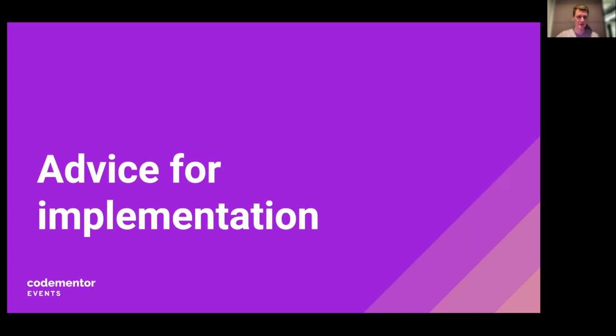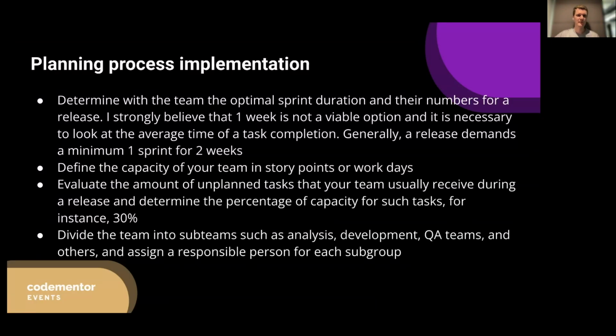Advice for implementation. The general advice, first of all, is to discuss it with your team, and to discuss almost each section and each statement. Everyone should agree with what we are doing and fully understand what's going on and why you want to achieve it. That's why you need to determine with the team the optimal sprint duration for your team and the number of sprints required for release. We talked about it before.